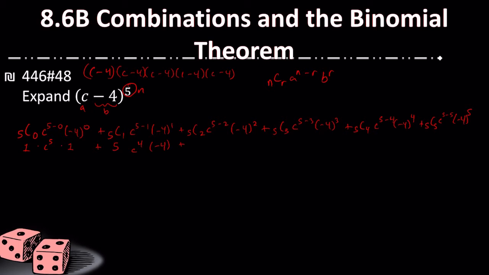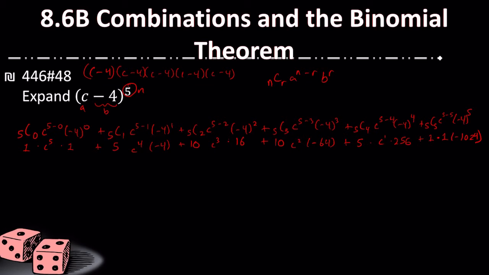5C2 is 10, this would be c cubed, and negative 4 squared is 16. 5C3 is also 10, c squared, and negative 4 cubed is negative 64. 5C4 is 5, c to the 1st, negative 4 to the 4th is 256. 5C5 is 1. So that would be c to the 0, which is 1. And then negative 4 to the 5th is negative 1024.